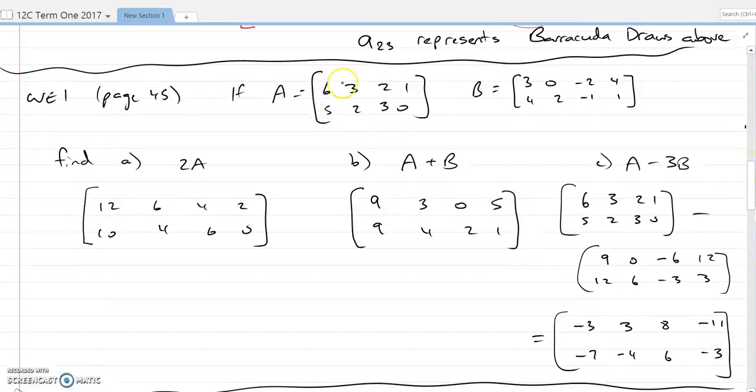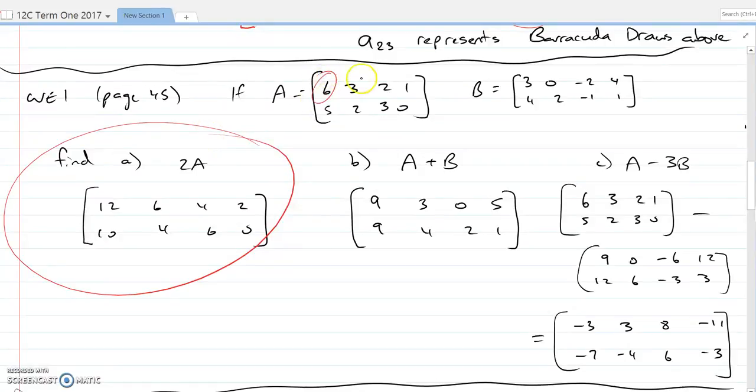2 times A, we just double every number in A. A plus B, you add each element. For example, you add the 6, you add the 3, and that gives you the 9 up here, and so on. Add the 3, add the minus 1, gives you the 2 here. Alright.